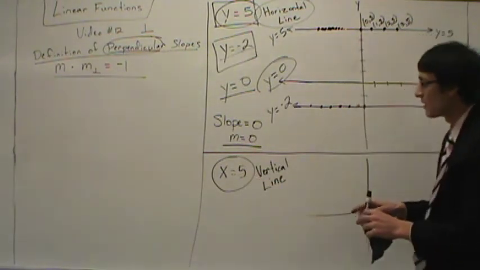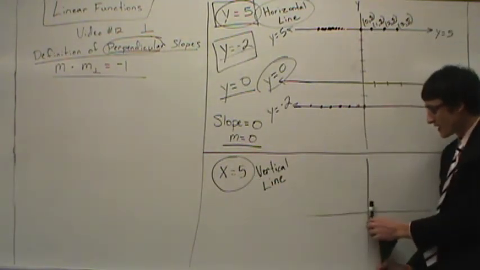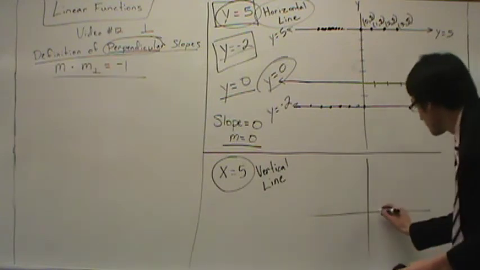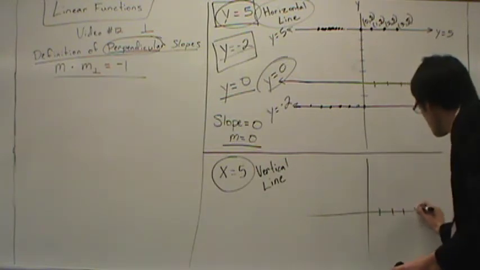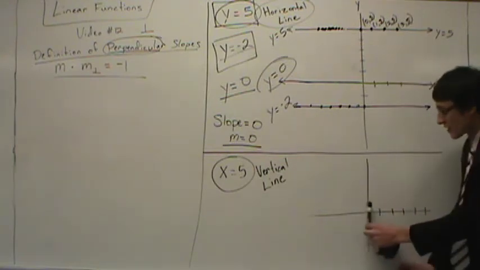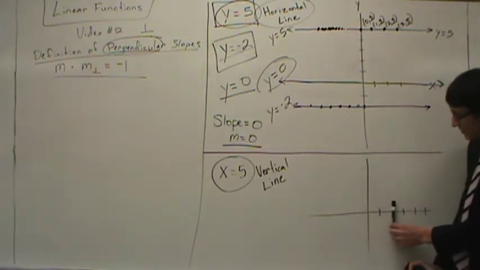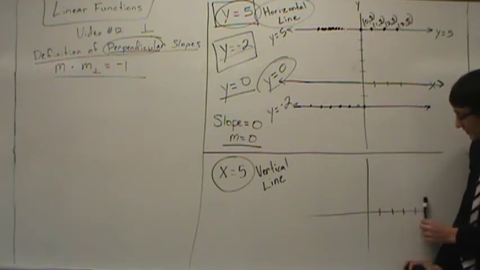Now, what helps is putting your pencil vertically on your paper. If you put your pencil vertically on your paper, this would be vertical at 0. If we put our pencil vertically, this would be a vertical line at 0, a vertical line at 1, a vertical line at 2, a vertical line at 3, a vertical line at 4, and a vertical line at 5.